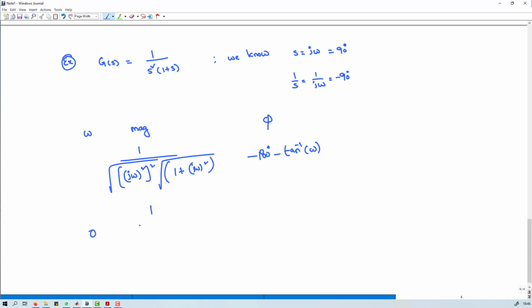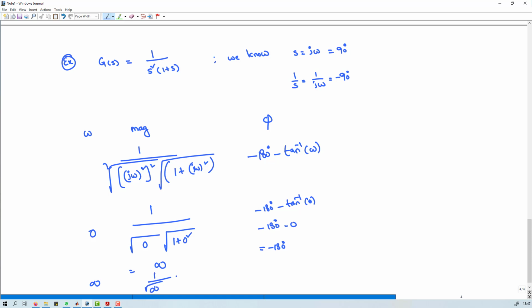So now let us substitute the value of omega as 0. By substituting omega as 0, 0 into anything is 0, so 1 by 0 is infinity. Whereas the angle is minus 180 minus tan inverse of 0; tan inverse of 0 is 0, so minus 180 minus 0 is minus 180 degrees. So now we have got the values for omega equal to 0 and omega equal to infinity.